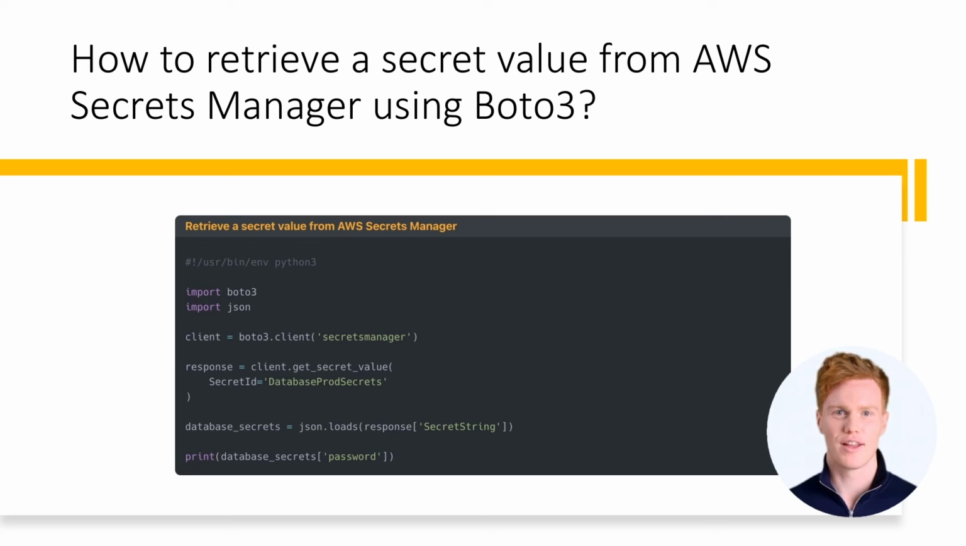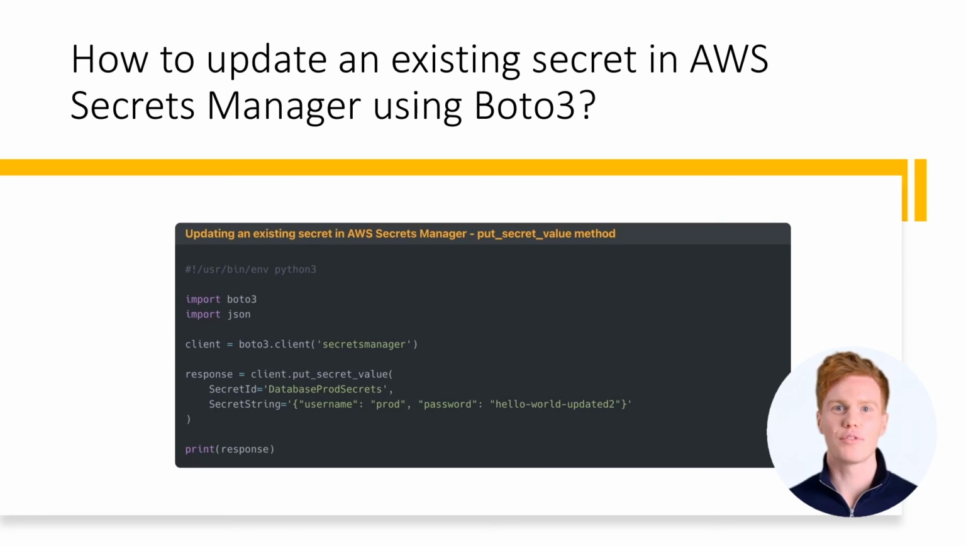To update an existing secret in AWS Secrets Manager using Boto3, you need to use the put_secret_value method of the Secrets Manager client. This method creates a new version of the secret and attaches it to the secret ID.